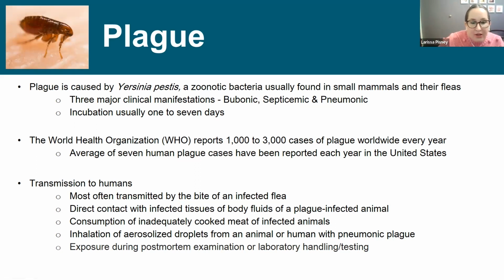droplets from an animal or human with pneumonic plague, or that was deliberately spread. Plague is spread by large respiratory droplets that do not remain suspended in the air for a prolonged period of time. And then there are healthcare exposures that can occur either during postmortem examination or laboratory handling or testing.